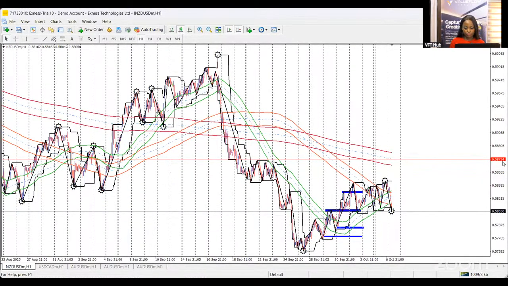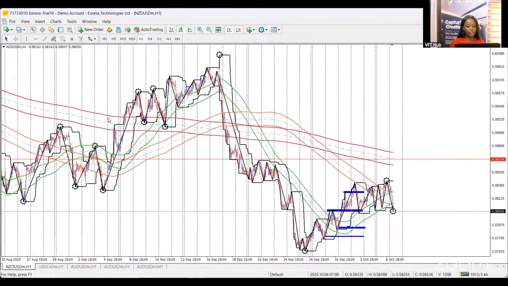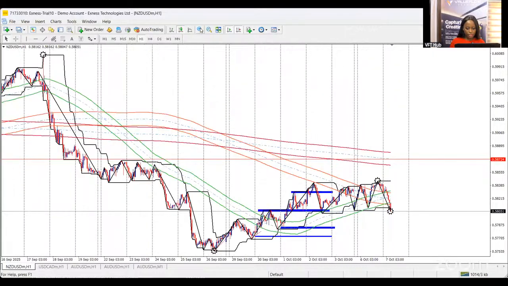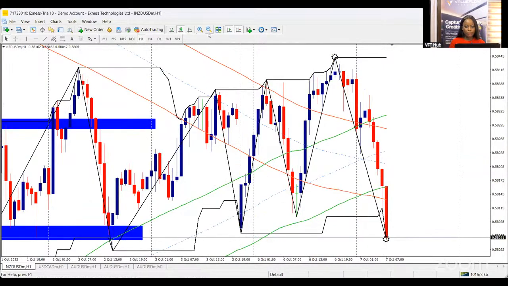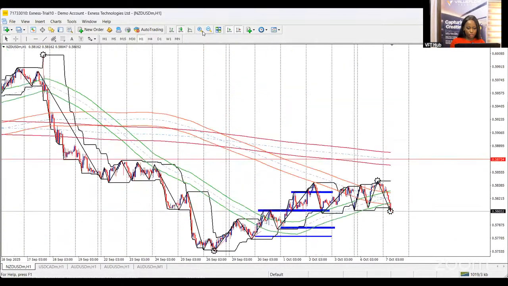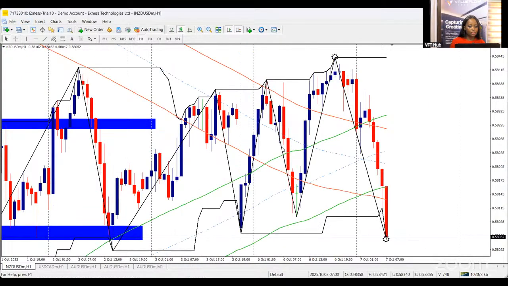Do you understand? Now, let's go on M5. But first, let me zoom in and see if we have some imbalances. We do. Similar to what we did on AU, we happen to have some fair value gaps. IOFED. Is this an IOFED?